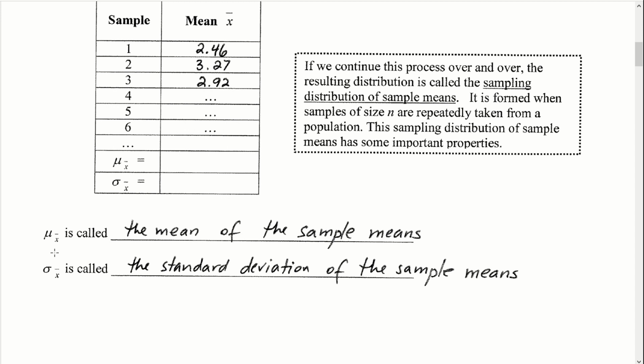You will often hear me refer to this as the mean of the sampling distribution. And it too will have a standard deviation, which we'll denote by sigma sub x bar. And this is called the standard deviation of the sample means. You'll oftentimes hear me refer to it as the standard deviation of the sampling distribution. There's also a common synonym for this as well. It's sometimes referred to as the standard error of the mean.